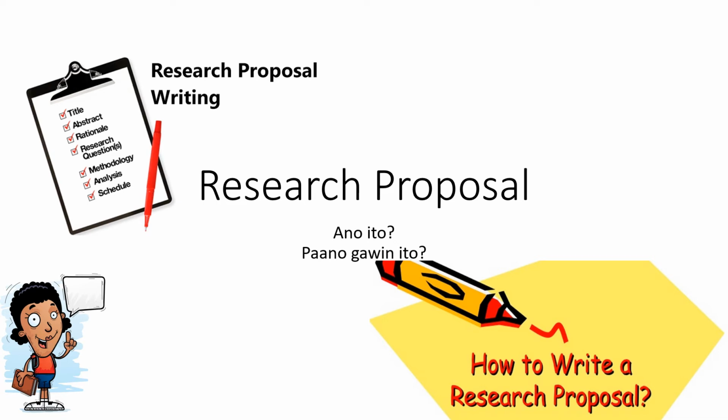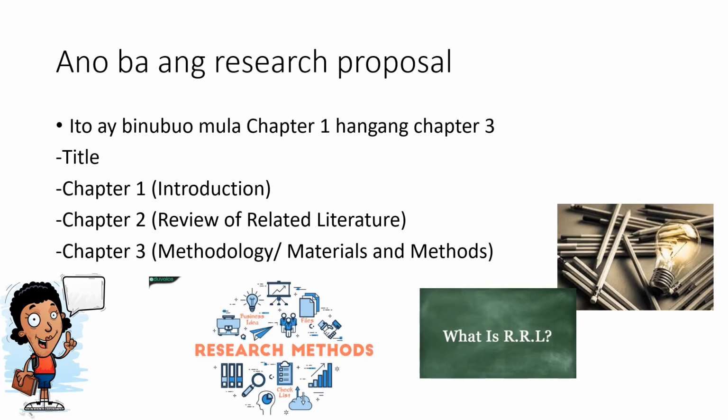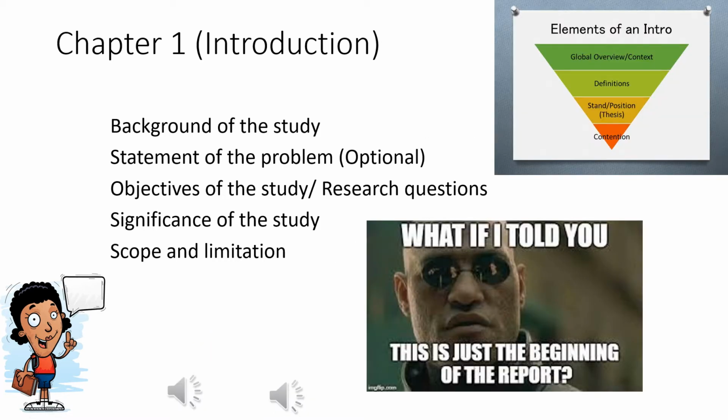Research proposal. What is a research proposal, and how to do it? A research proposal contains 3 chapters. Starting from Chapter 1 to Chapter 3, you should have your title. Chapter 1 is the introduction, Chapter 2 is the review of related literature, and Chapter 3 is methodology or materials and methods. Introduction is the title of Chapter 1.